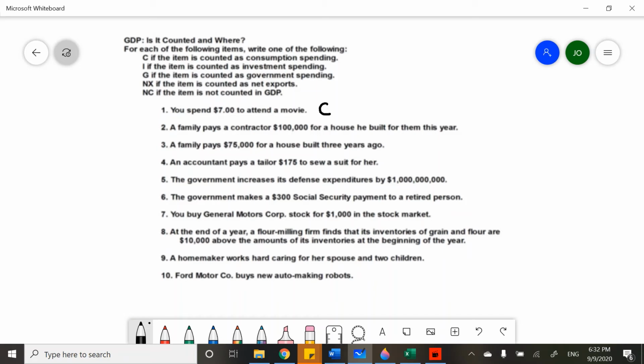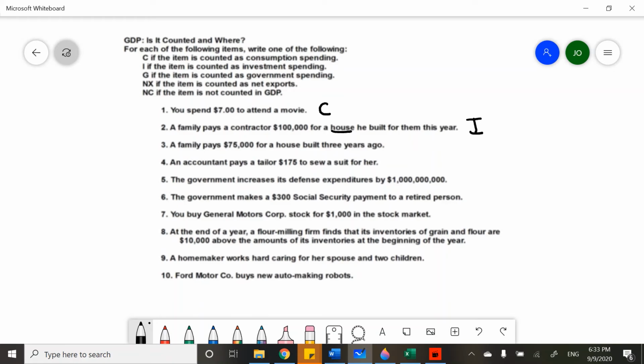Number 2, a family pays a contractor $100,000 for a house he built for them this year. Remember that in order for something to be counted for GDP, it must be produced during this year. So this will be counted, and since this is a household, a dwelling, it will be counted in investment.